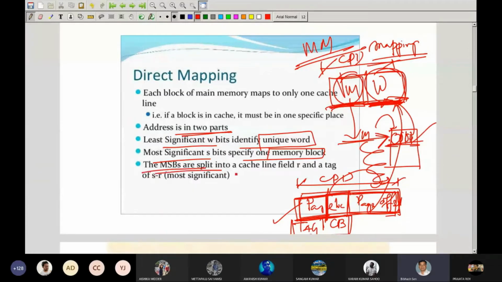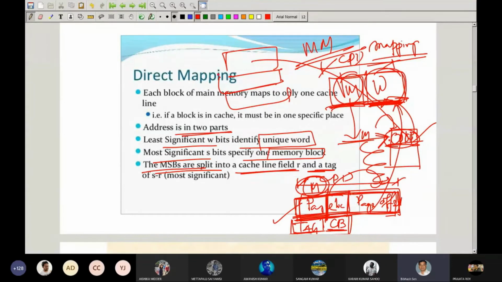If MSBs are split into cache line and tag, when you are getting the main page, that is the M part, N part, we are dividing into two parts. One is tag, another is the cache block. Because a page will now be mapped to the cache individual block. So when we are mapping to the cache, cache has some block number. So you have to get the block number and corresponding to it, you will get the tag for comparing. Okay. With an example, we will analyze it.